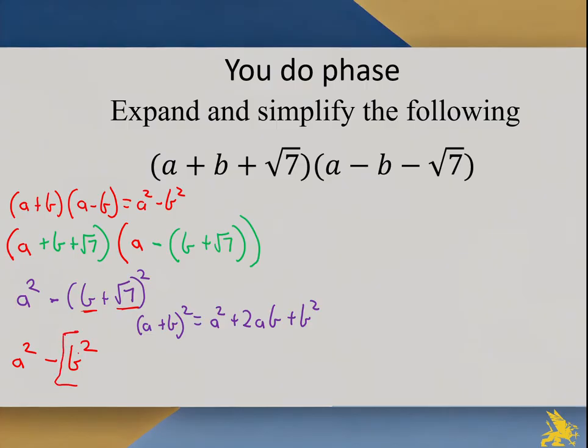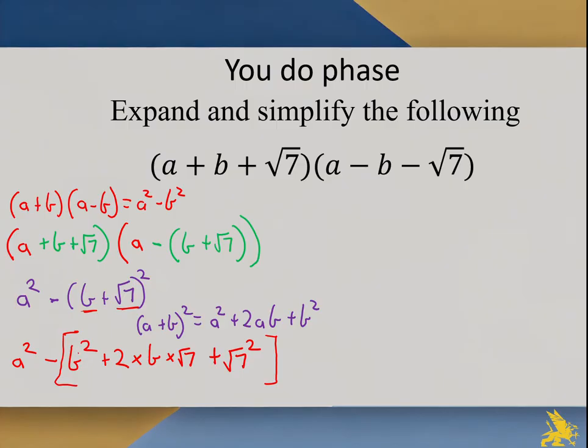I'll put the bracket in so we can ignore that negative for now, just for later. Okay, so b squared, and then I've got plus 2ab. So plus 2 times a, which is b, times b, which is square root 7. And then I've got plus b, square root 7. So plus square root 7 squared.